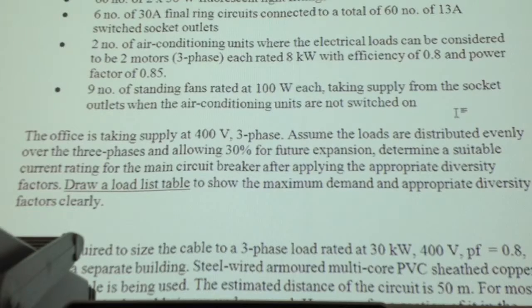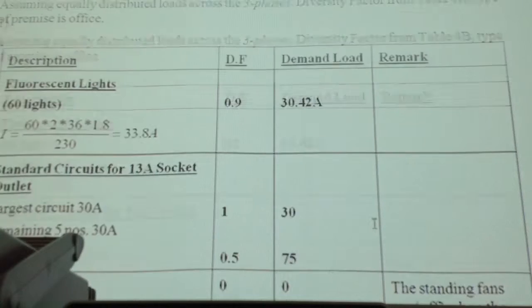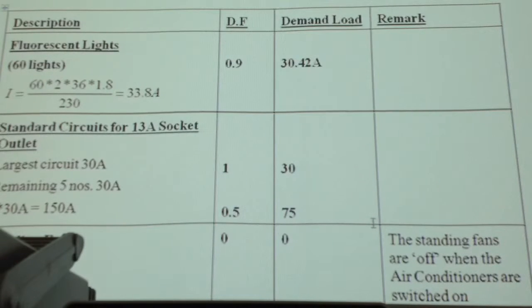Right? So we want to calculate, we allow some 30% for future expansion. Sometimes the question asks you to allow for future expansion. If the question is silent, never mentioned, then you don't have to allow. Okay, just assume that you don't have to allow for future expansions. Right? Then we apply the diversity factor, draw a row table. Okay, so let's look at how to solve these kind of questions. Now, it's very important in the exam.